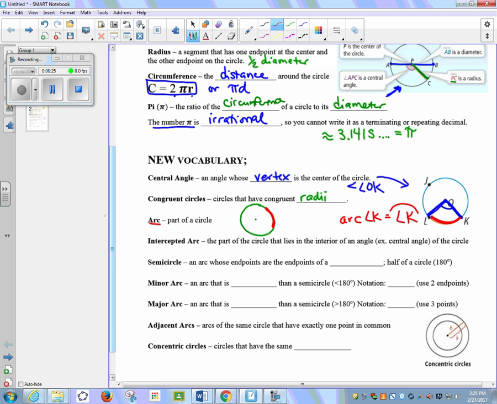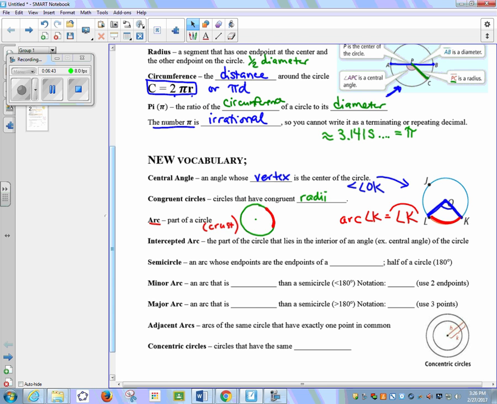So we would write it arc LK. It's a part of a circle. I'm just going to write here, it's like the crust of the pizza. Okay? An intercepted arc is the part of a circle that lies in the interior of an angle.